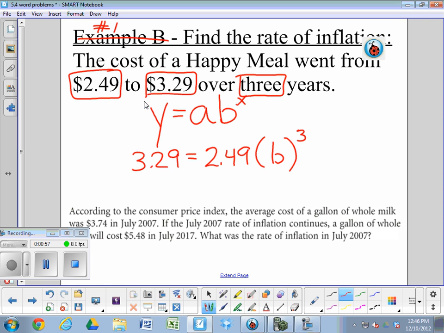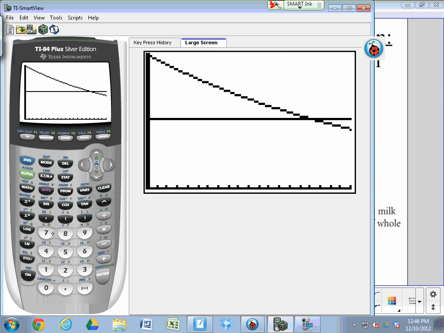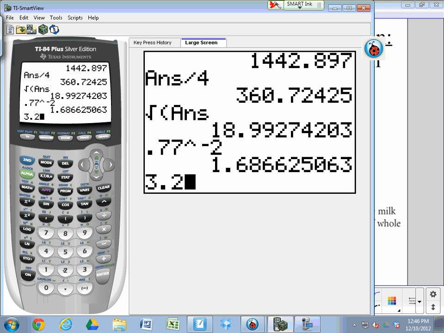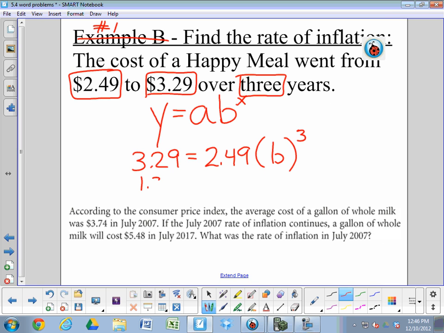So we are going to divide both sides by 249, but then you don't divide by anything. You actually then have to get rid of the third power. So the process would go like this. You take, was it 329 divided by 249? Okay, so let's just call that 1.321. Let's do 1.321. And that's going to equal b cubed.